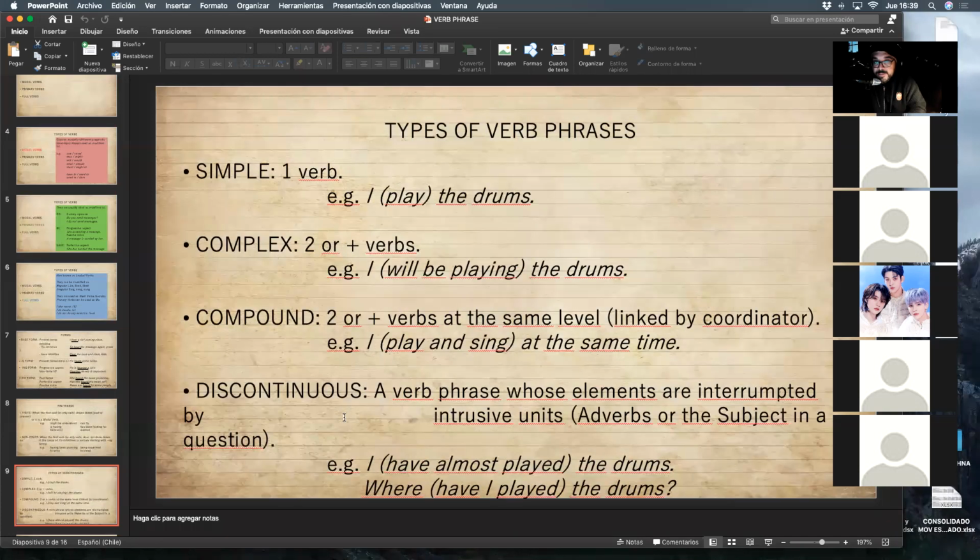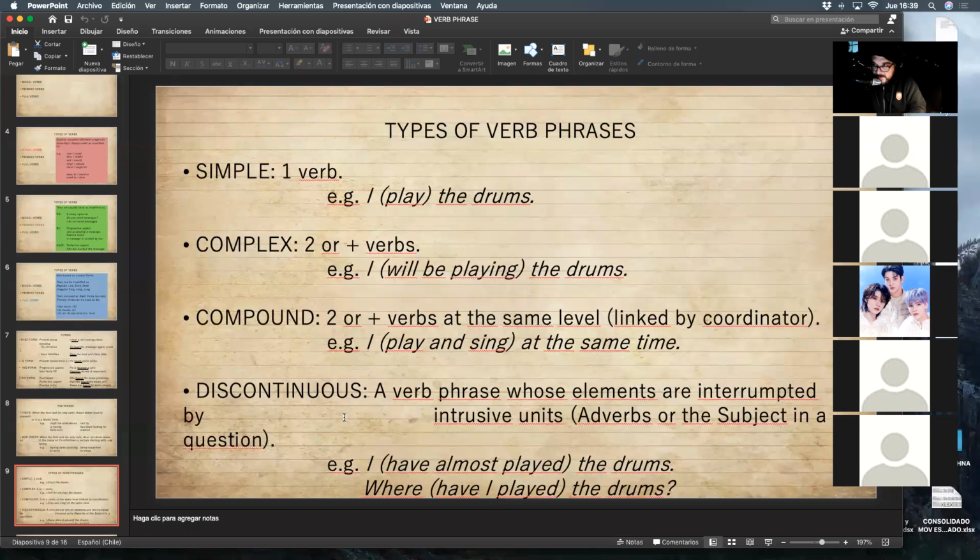Types of verb phrases. Verb phrases, as well as lexemes, if you remember them, can be written in different forms. Therefore, they can be classified into four different types: simple verb phrases, complex verb phrases, compound verb phrases, and discontinuous verb phrases. A simple verb phrase is a verb phrase which has just one single verb, right? So I play the drums. Play is one single verb, therefore that's a simple verb phrase.